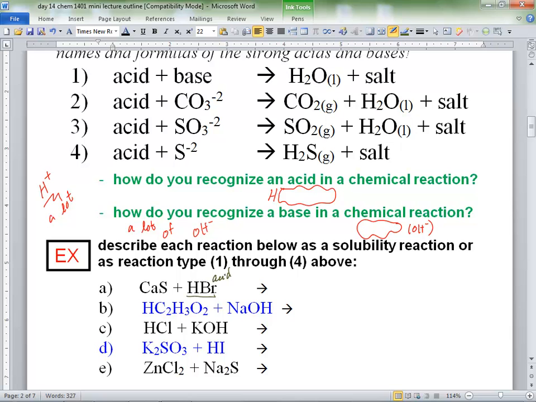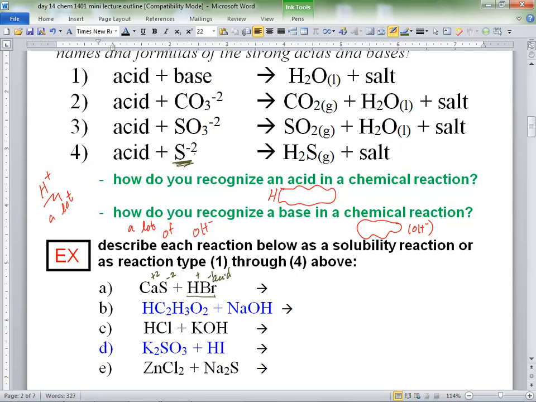Which one is it? Now, it might help to write charges on stuff. Right? We know H is a plus, Br is a minus. Calcium is a plus 2. Sulfide must be a negative 2. Does that help? Which reaction is it? It's number... Well, we have the acid part, but I don't see a base. I don't see a hydroxide, so it can't be number 1. Number 2, I see the acid, but I don't see the carbonate. Keep going. You'll get there. I guess Number 4. Do you see it?